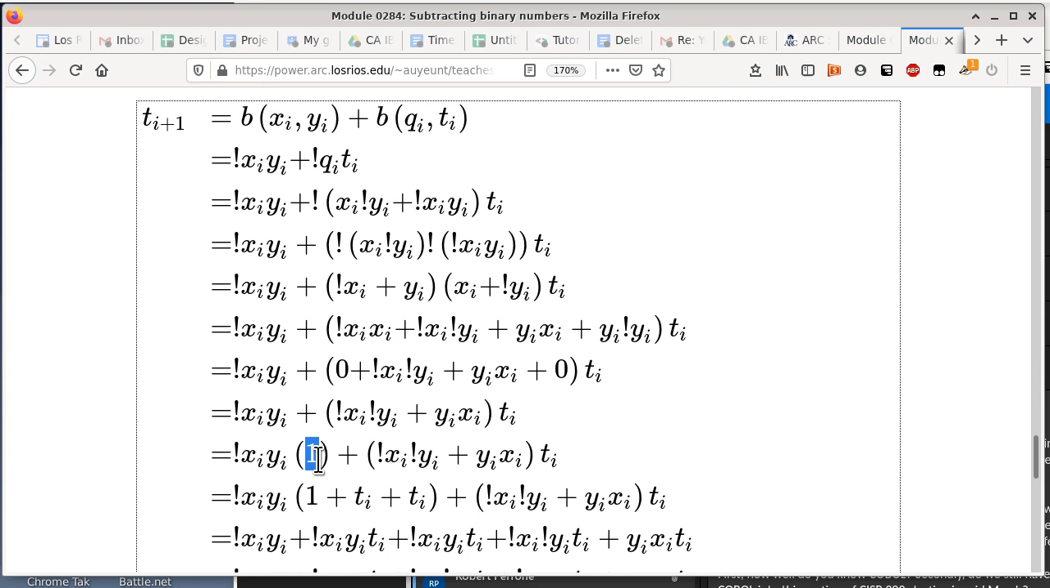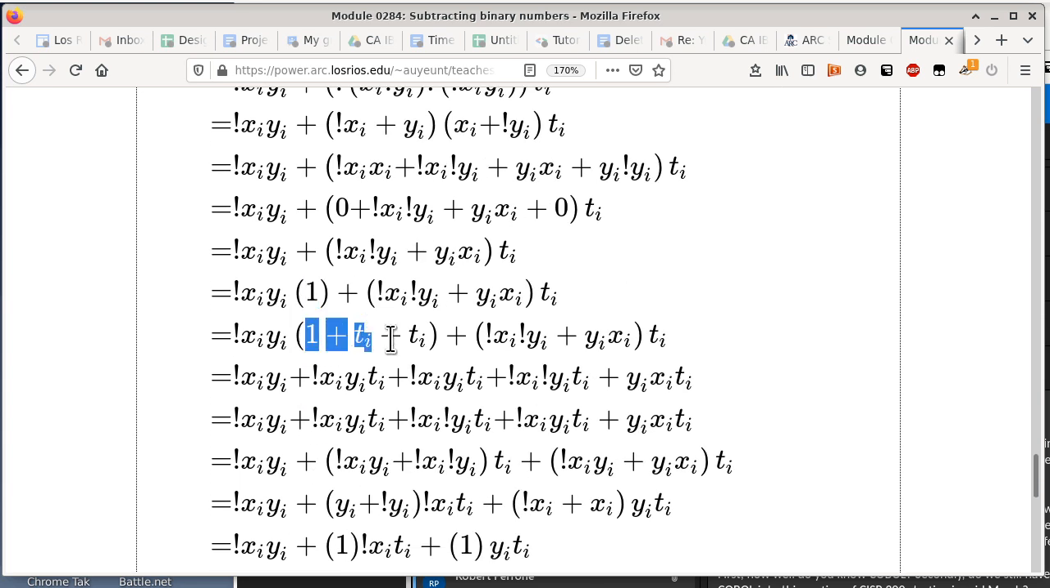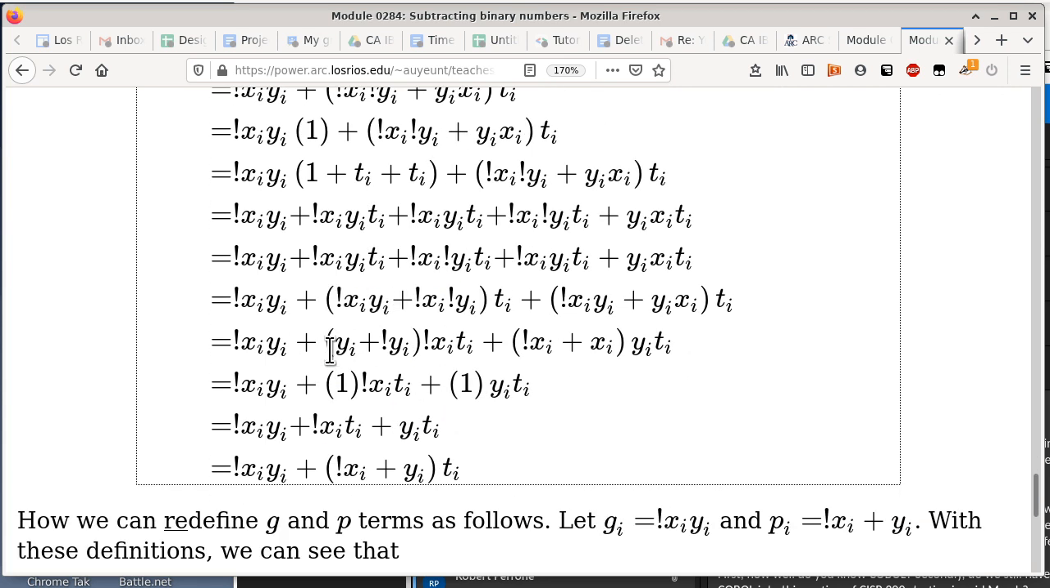I introduce a 1 over here, and then I distribute it a little bit, and then I factor over here, and once I factor, I extract the y and not y, y or not y, which is always a 1.